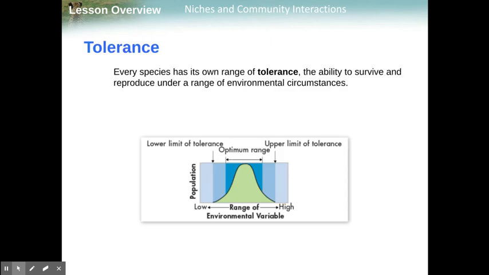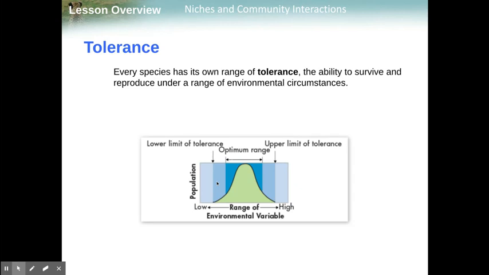Now, every organism, every species, every individual of every species on Earth has what is called tolerance. Tolerance is defined as the ability to survive and reproduce under a range of environmental conditions. Every species on Earth has this optimum range. So this could be everything from temperature to the amount of water to the amount of a food source.